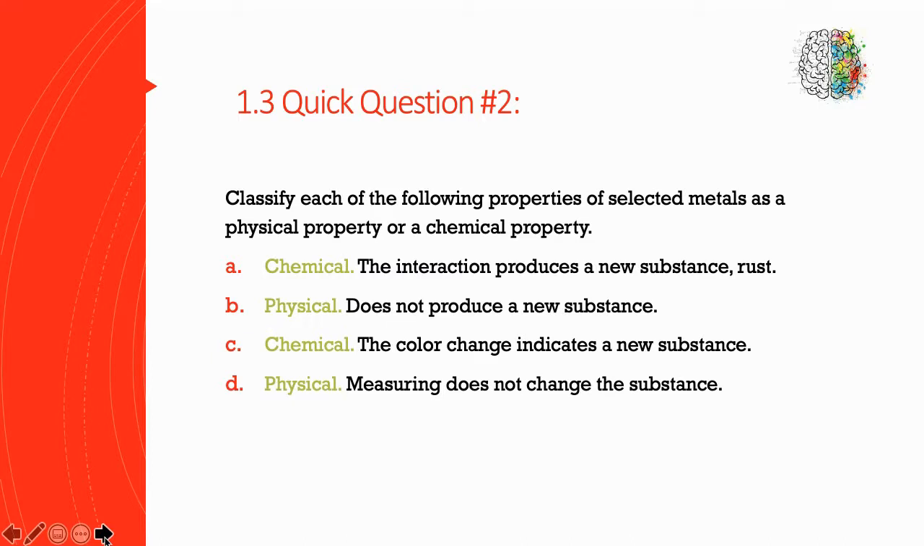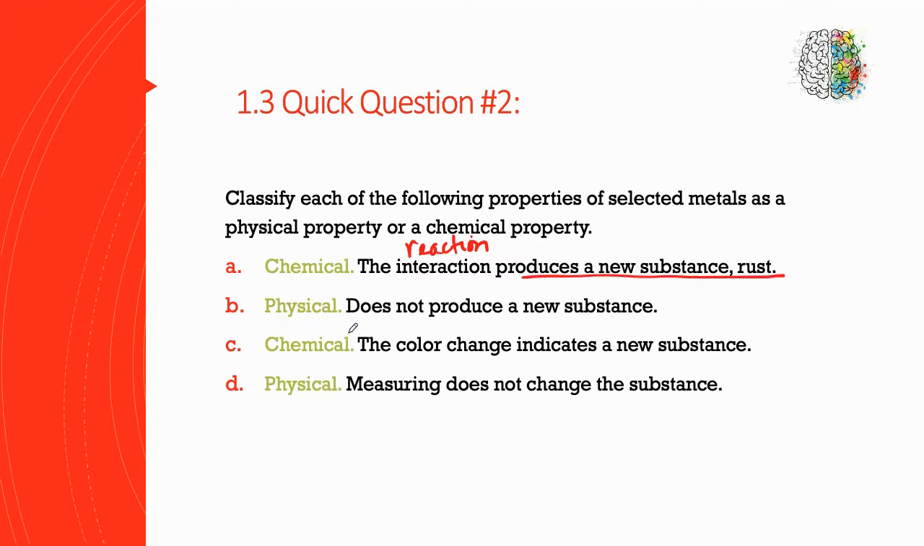Iron has an interaction with moisture in the air. Interaction is another way to say reaction. And we know reactivity is a chemical change. But the key here is that we have produced this new substance, which is rust.